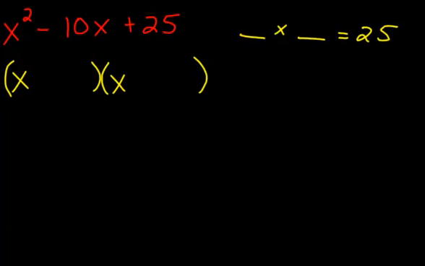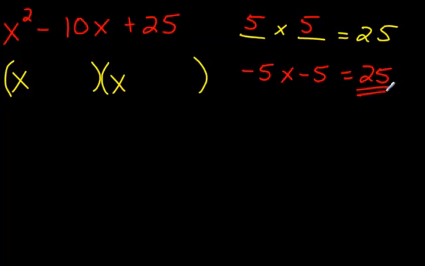Okay, well, what do you think? Well, the first thing that pops in my head is 5 times 5. But if you add them together, do you get the middle term? Well, not quite. We actually end up needing to go negative 5, and you're allowed to do this. Negative 5 times negative 5. Does that give you positive 25? It does. That's cool. What about negative 5 plus negative 5? Will that give you negative 10?